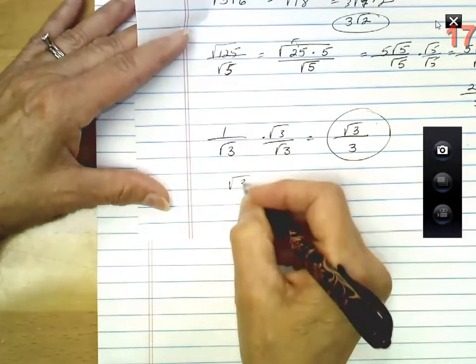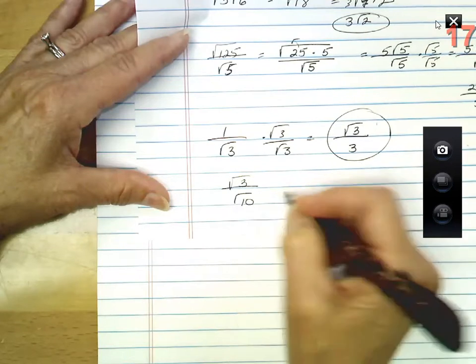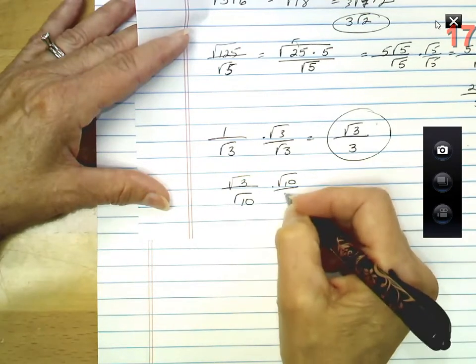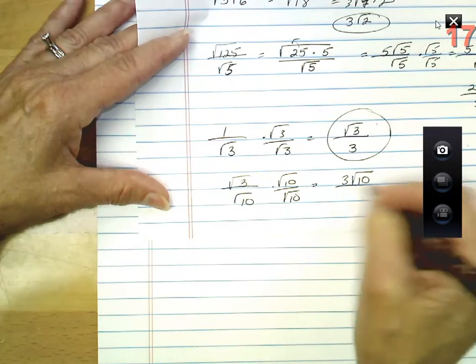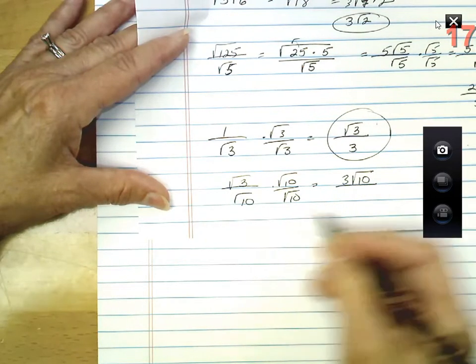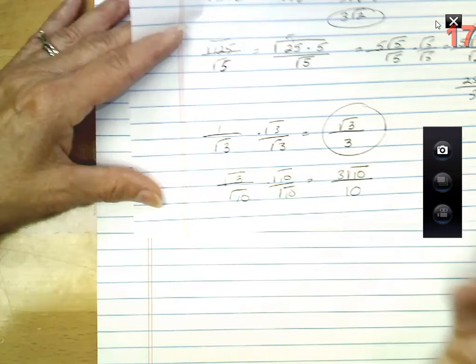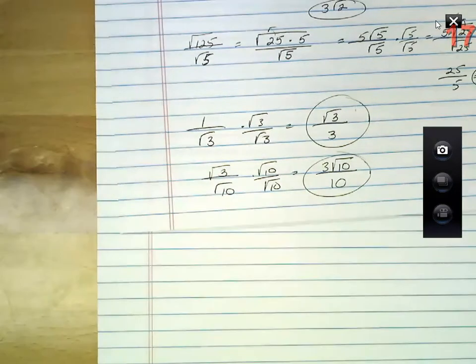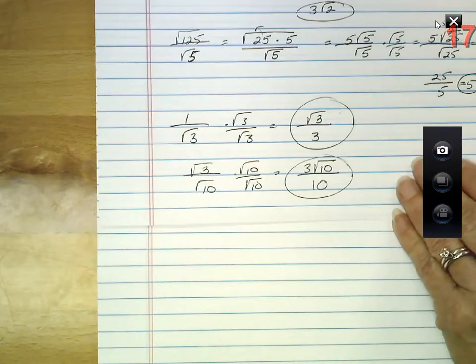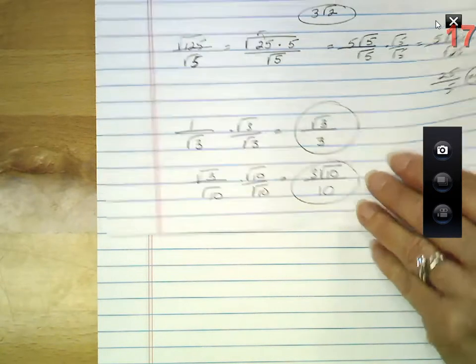If you have the square root of 3 over the square root of 10, you multiply by the square root of 10. So 3 on the square root of 10. 10 times 10 is 100. Square root of 100 is a 10. And this can't simplify, so that's your answer. So those are the types of problems that we were working the other day before we left here.